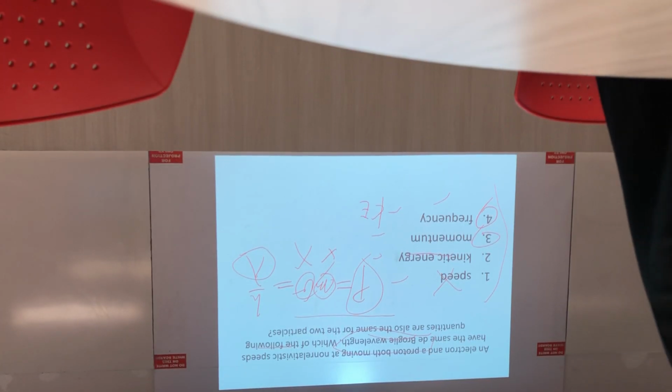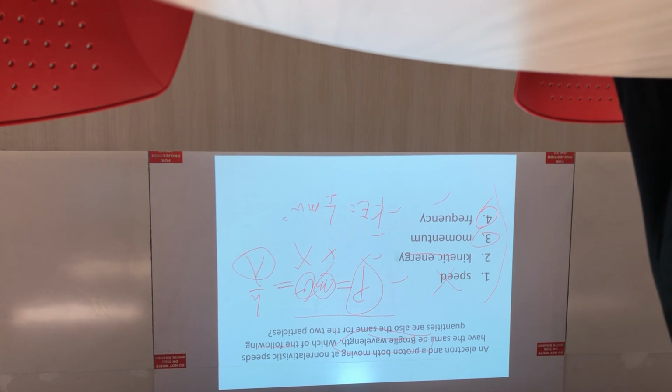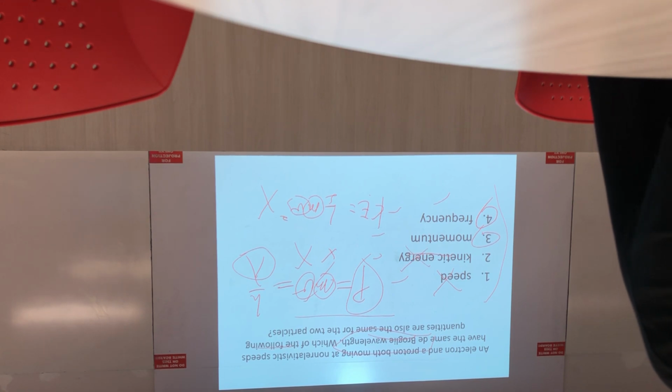Our kinetic energy is calculated with this. We already found that the mass and the velocity are different quantities. So in other words, the kinetic energy is not going to be the same for the electron and the proton, so we can remove this.